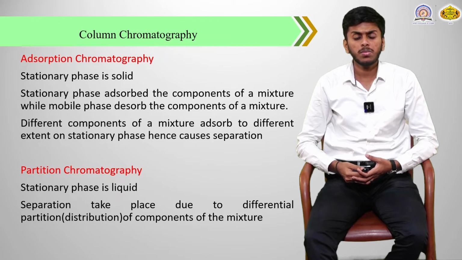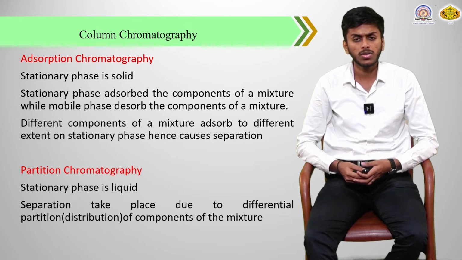Now we will study the principle of adsorption chromatography. Stationary phase is solid in column chromatography. Stationary phase adsorbs the component of a mixture while mobile phase desorbs the component of a mixture. Different components of a mixture adsorb to different extents and thus the separation is observed. Partition chromatography. In partition chromatography, the stationary phase is liquid, that is the liquid coated on the solid surface. Separation takes place due to the differential partition, that is distribution, of components of the mixture.